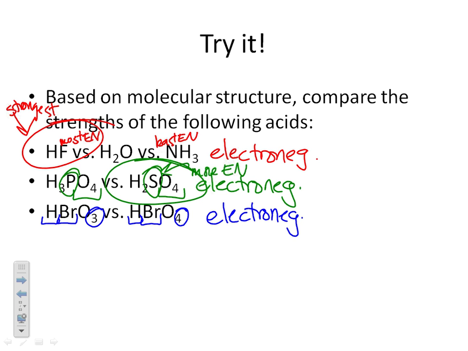Why is that key? This is a question of electronegativity. Oxygen is a very electronegative element. It's the second most electronegative element on the periodic table apart from fluorine. So what we've done in HBrO4, by adding an additional highly electronegative atom, is make the center of the molecule more electronegative.